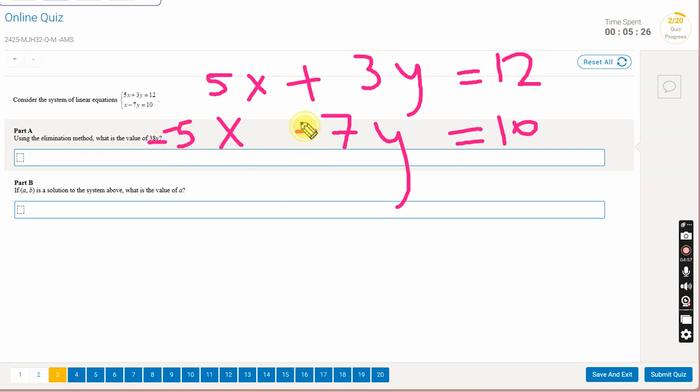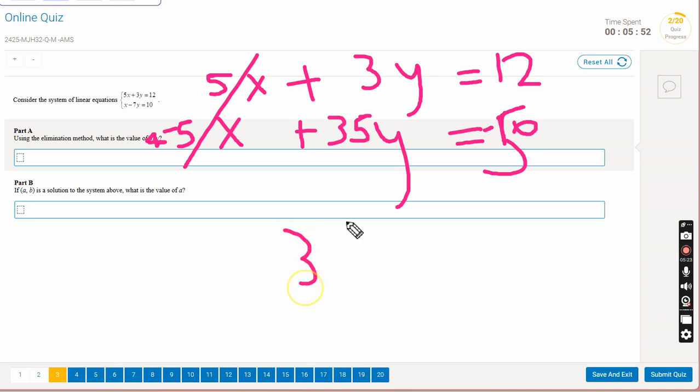We get minus 5 plus, we get this as 35. And minus 5 times 10 is minus 50. So minus 50. Now we just solve this. This goes away. Remember, this is removed, just this one. It's minus 5x. Then your 35 plus 3 is 38y.